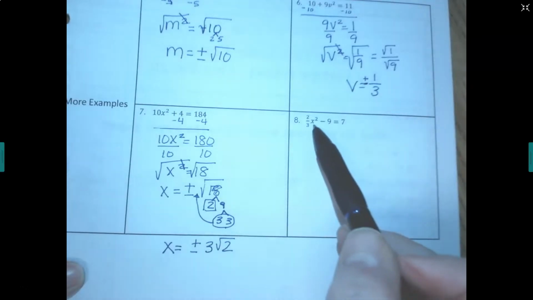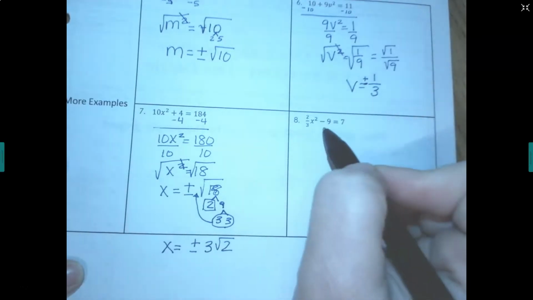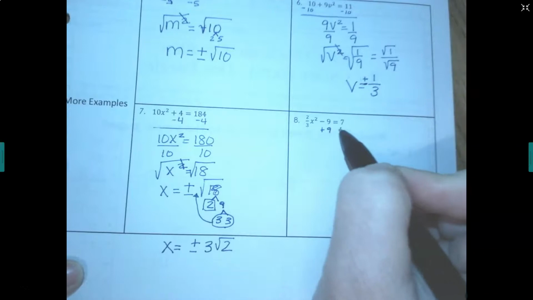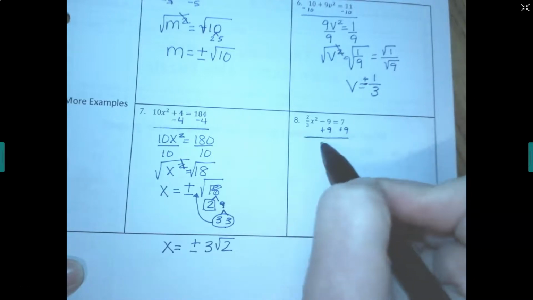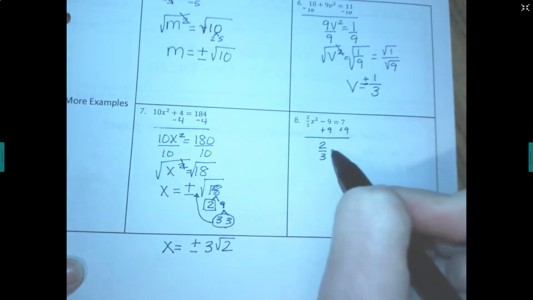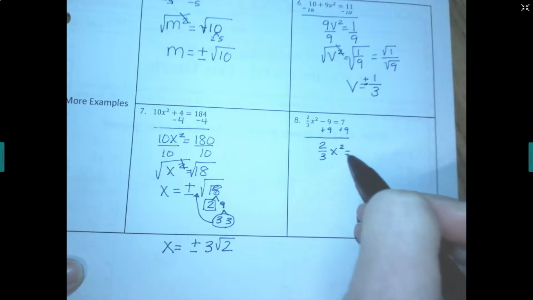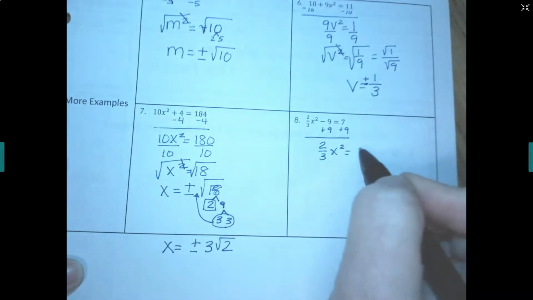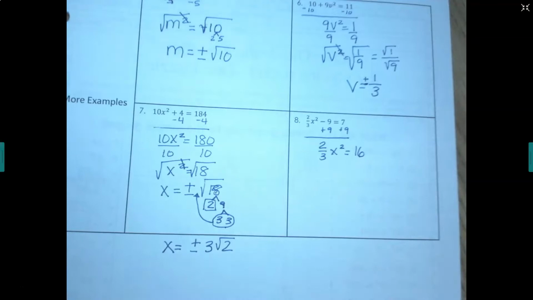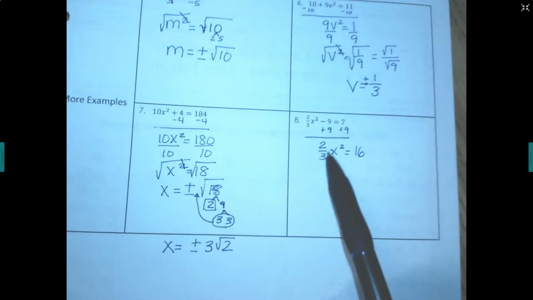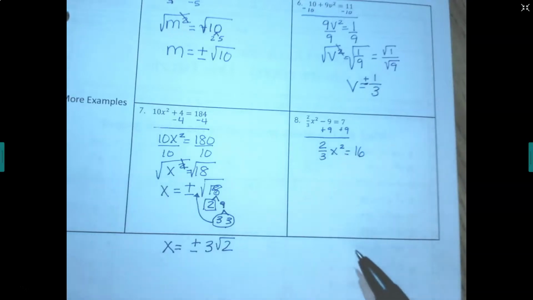We're trying to isolate what's being squared, so move everything else away from it. So we're going to add 9 to both sides. And we're left with 2/3 x squared equals 16. Now, that is a perfect square, but I've got this fraction over here I got to get rid of before I can get into my x squared term, so I can square root it.